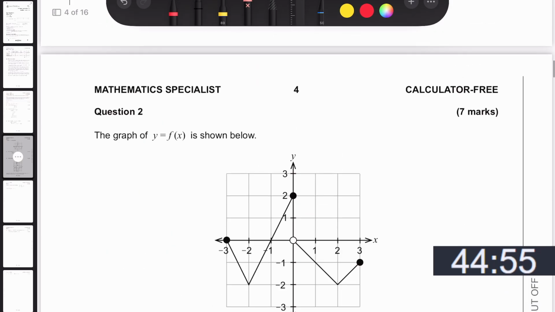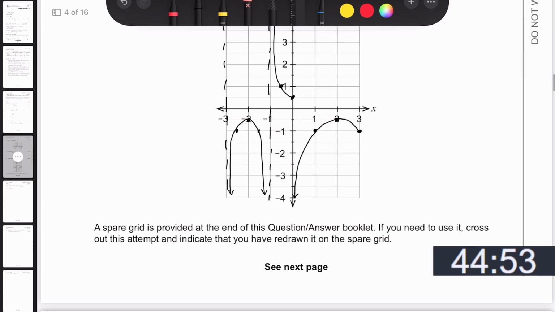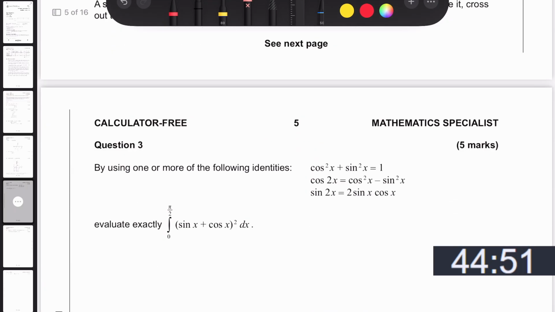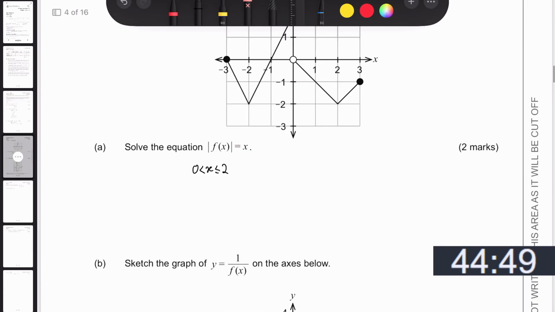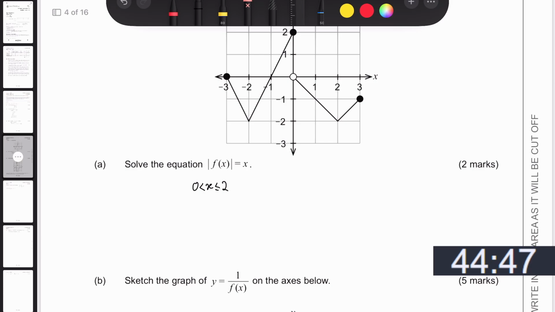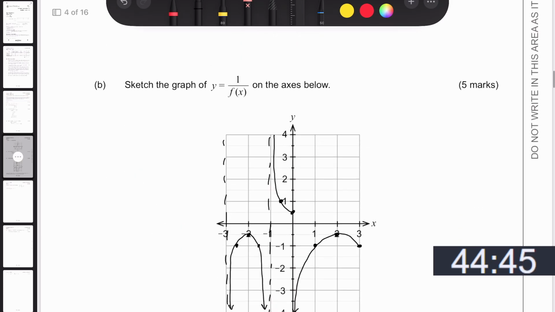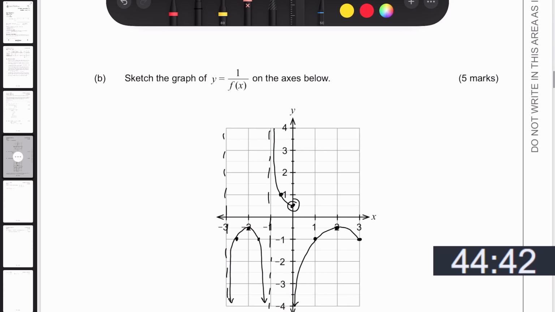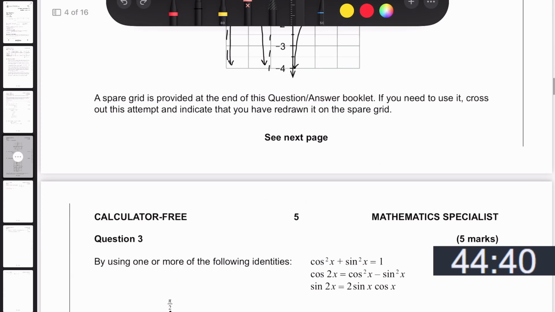I believe so. Okay. By using one or more of the following identities. Oh wait, do I do like an asymptote? No, because it clearly reaches it there. Okay, I'm just going to leave it like this.